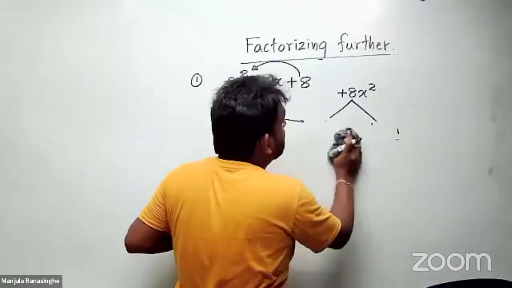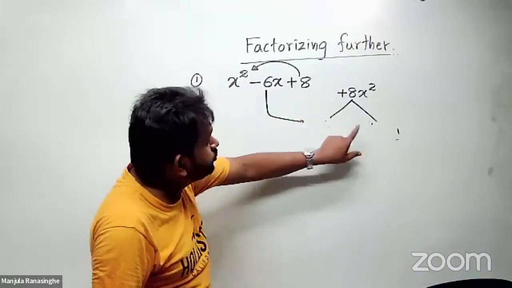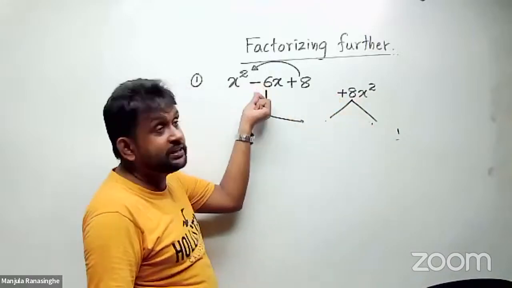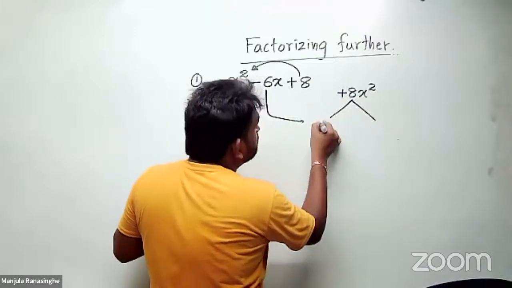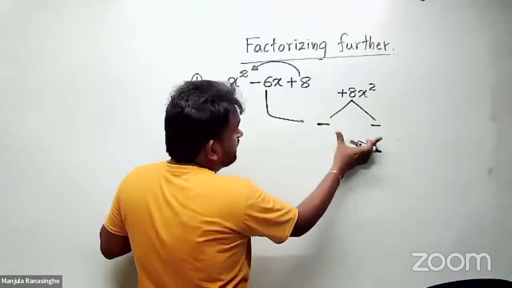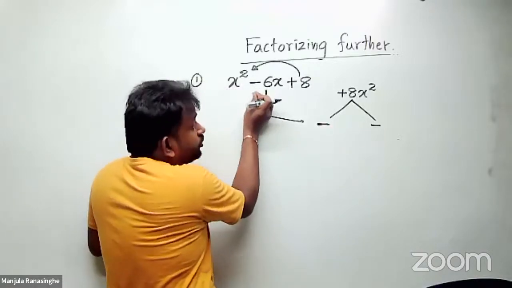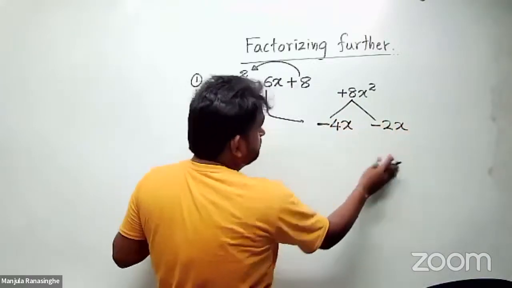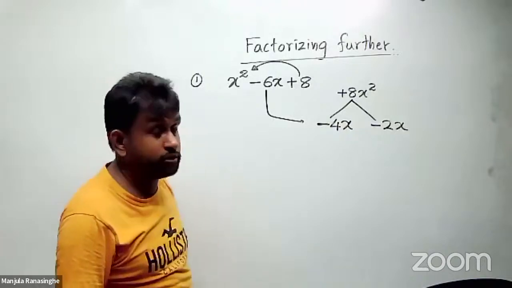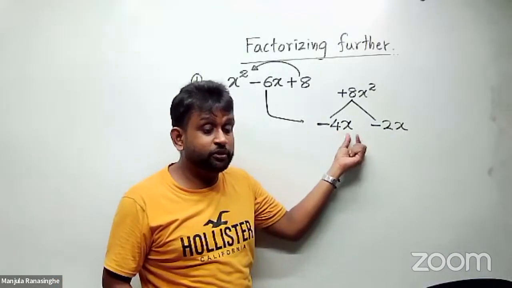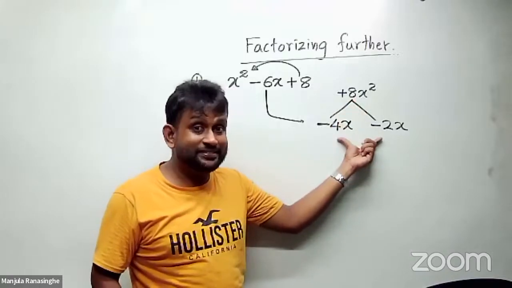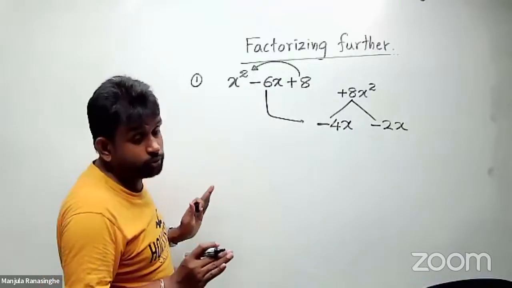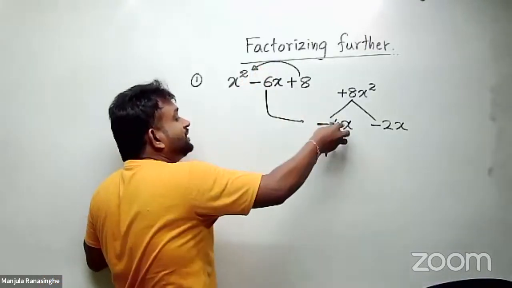Now you know 8 builds up as 4 into 2, 4x into 2x, then 8 is given, and the addition gives negative 6x. So both shall be negative. Negative 6 from the sum, and positive 8 from the multiplication. So negative 4x, negative 2x. Now check the condition, right? The multiplication is positive 8x squared, while the sum is negative 6x. Okay. Now I replace the negative 6x by these two terms.